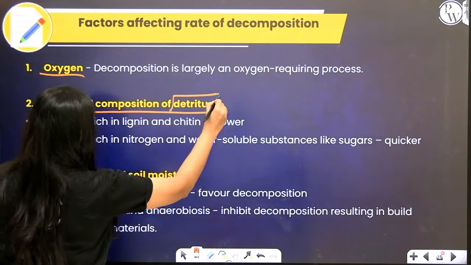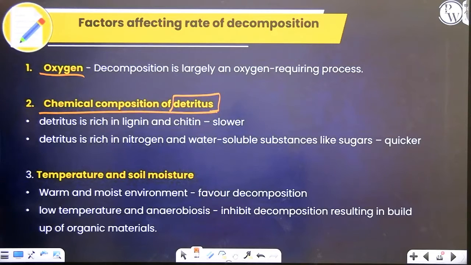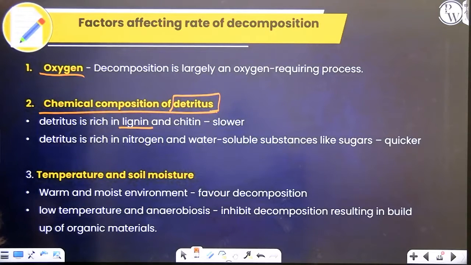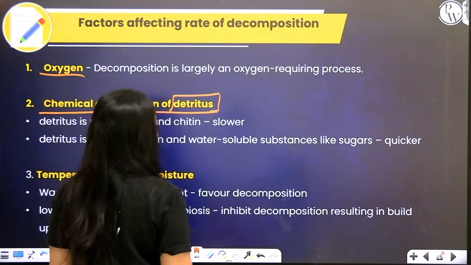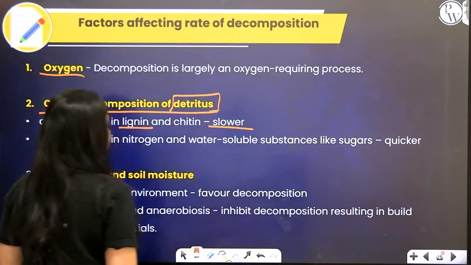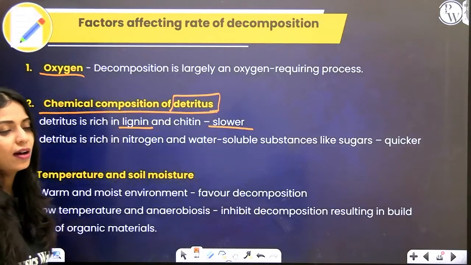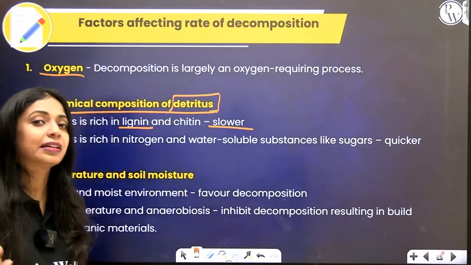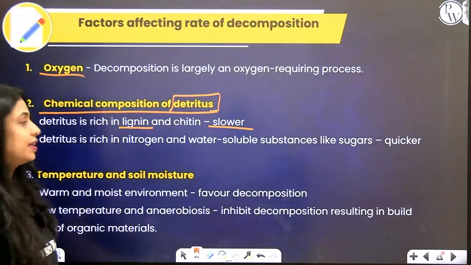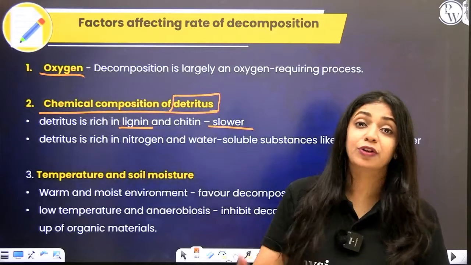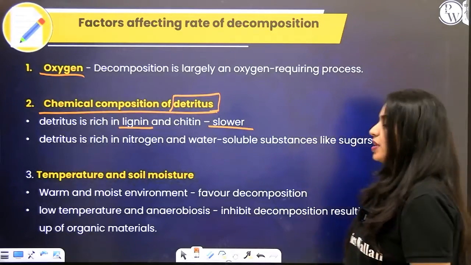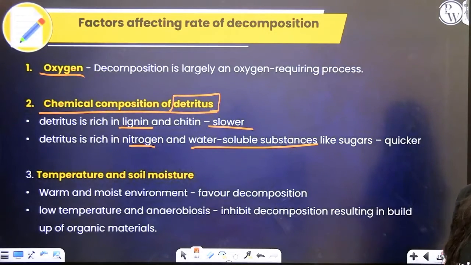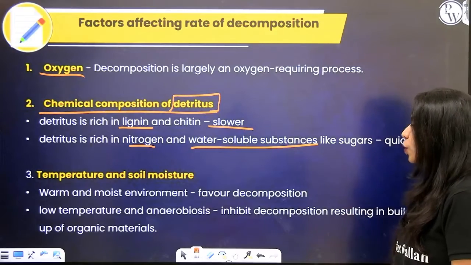Chemical composition of the detritus. What is detritus made of? If it is plants, you know how some plant walls contain lignin. The cell walls in some cells in plants contain lignin. In insect exoskeleton, there's chitin. In fungal cell walls, there is chitin. So substances like chitin and lignin are a little difficult to break down. So if the detritus contains these kinds of molecules, then the rate of decomposition will become slow. As opposed to that, if the detritus is rich in nitrogen and substances that are soluble by water, like sugars, then it happens very quickly.